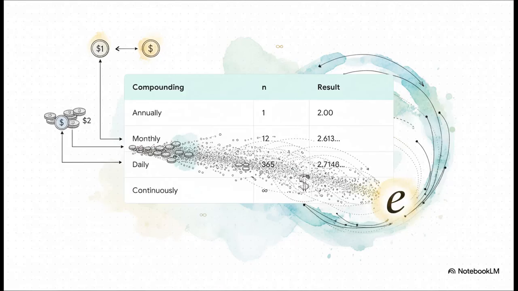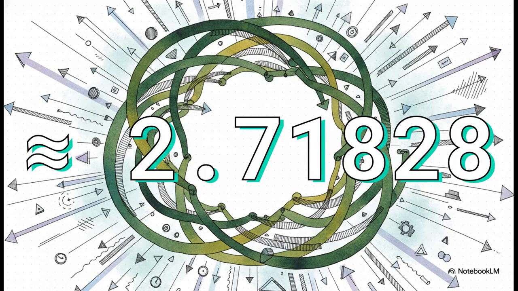Imagine you have $1 and you get 100% interest. If you compound it just once a year, that's n equals 1, you get $2. Simple. But if you compound it monthly, n is 12, you get about $2.61. Okay, a bit more. Daily, 2.714. See what's happening? The jumps are getting smaller and smaller. It's zeroing in on a specific number. It's approaching a limit. And that final limit, the number you'd get if you could compound your interest not just daily or hourly, but continuously, an infinite number of times, that is the number e, which is about 2.71828. The absolute maximum return on that investment is defined by this incredible limit.